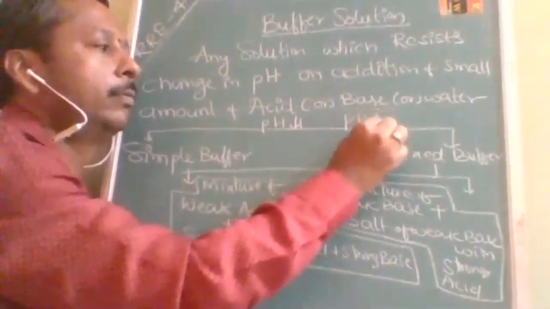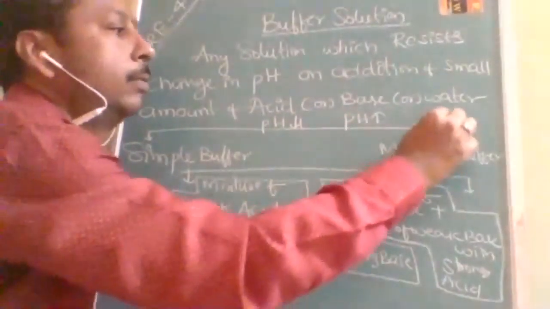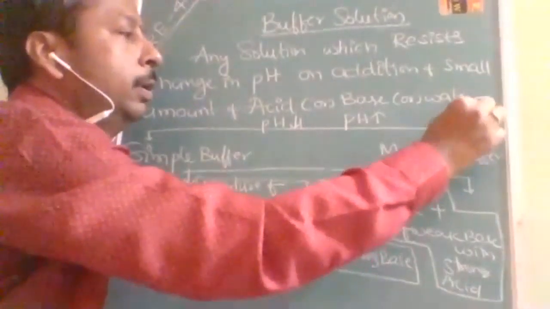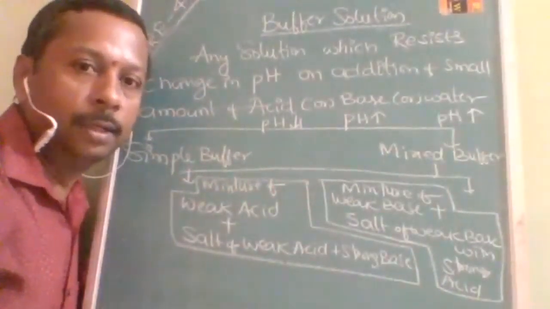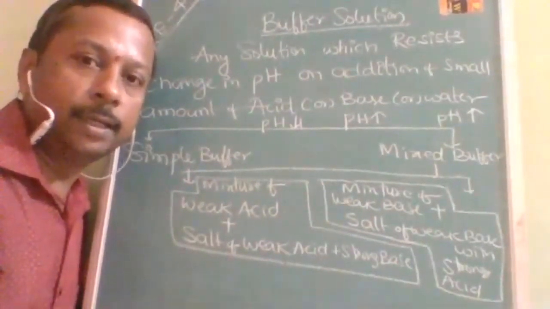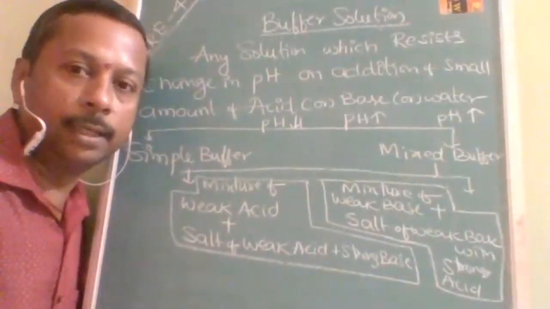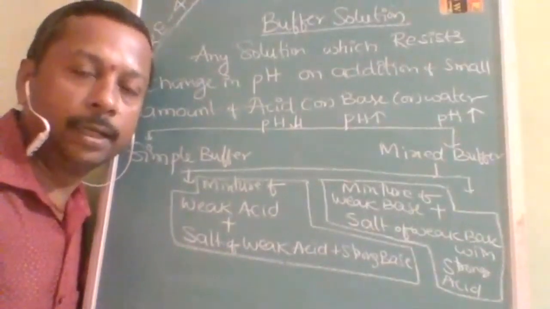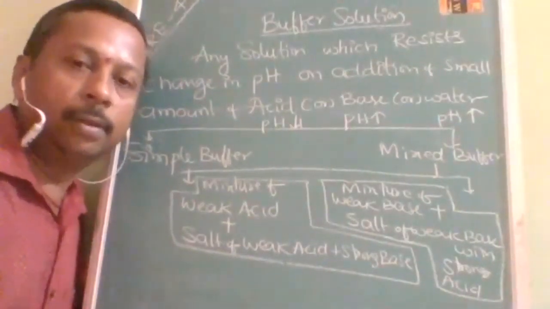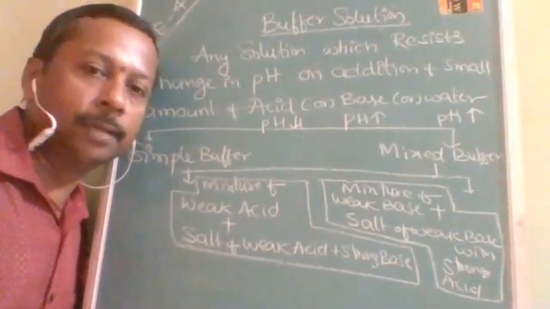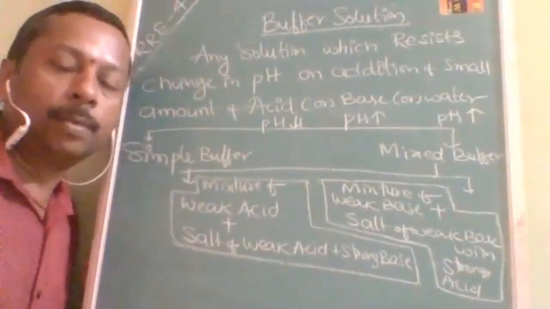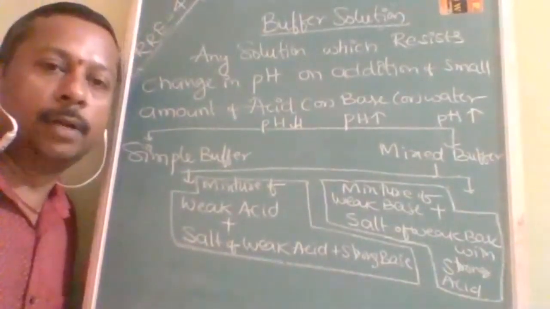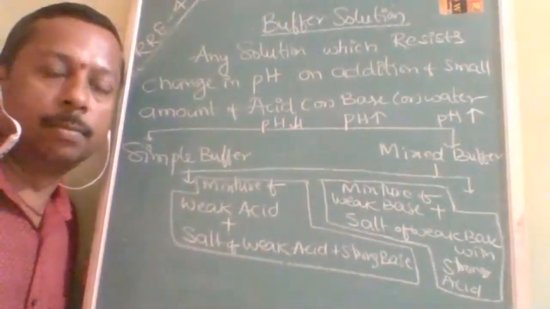When you add base, pH will increase. When you add water, pH will again increase. Okay, so in a normal solution, when you add acid, pH will decrease. When you add base, pH will increase. When you add water, pH will again increase. In any solution, if none of them happens, then it is called a buffer solution. Okay, so buffer solutions are basically divided into how many types? Two types: simple buffer and mixed buffer.